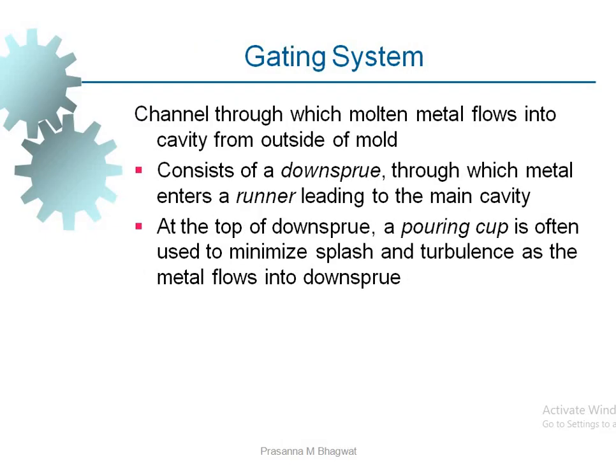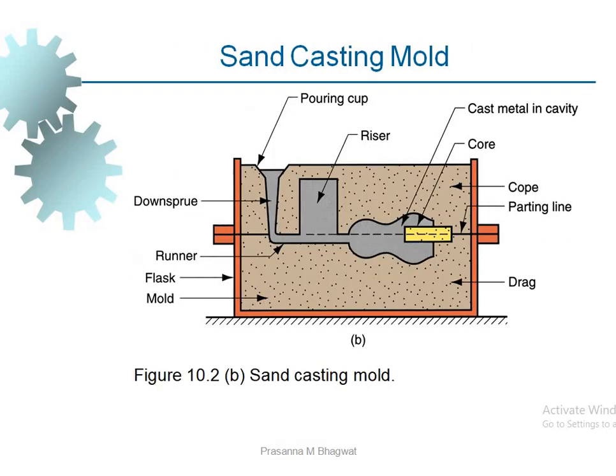At the top of the downsprue, a pouring cup is often used to minimize the splash and turbulence as the metal flows into the downsprue. Because when you pour the metal, it has a tendency to splash out. To prevent the splash, if you make the shape narrow, the metal will splash out. So to avoid that splashing, this shape is made wider so that metal will freely enter into the downsprue.